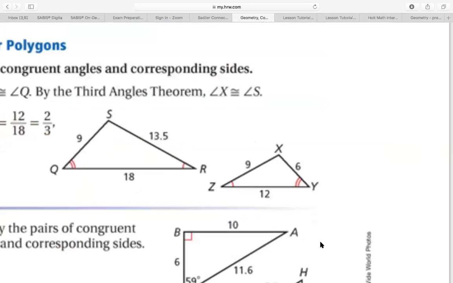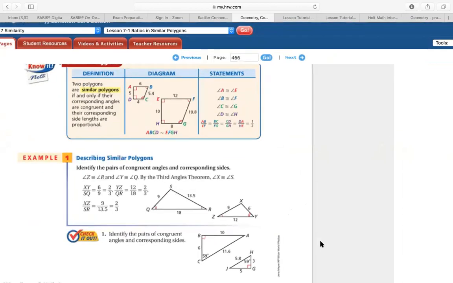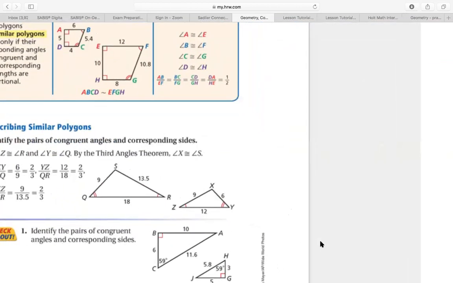Teacher: B and G. What is this sign? B and G are right what? Right angle, right 90 degree.